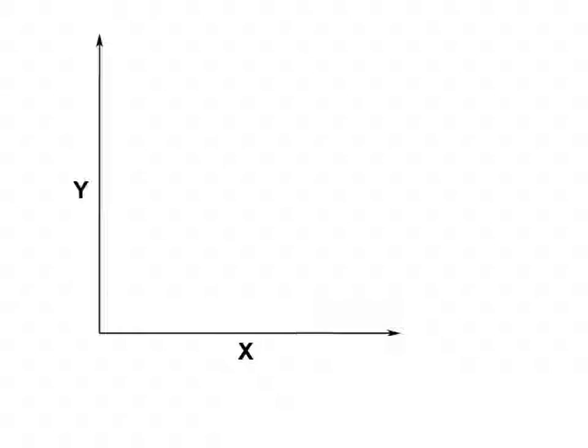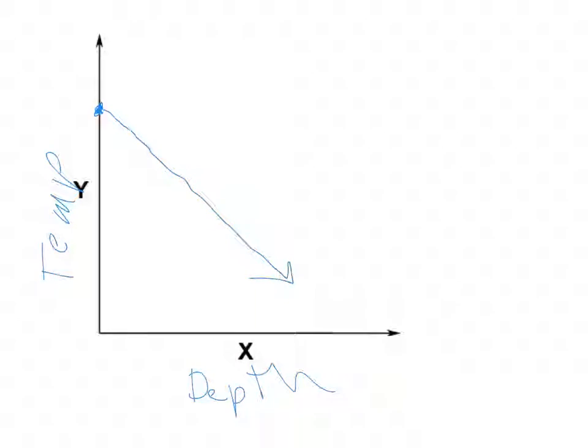So how would we relate a graph like that? Well, we might first want to label our axes. We're talking about temperature and we're talking about depth. As your depth increases, what happens to your temperature? In the very shallow waters, your temperature is relatively warm. But as you get deeper, the temperature goes down.